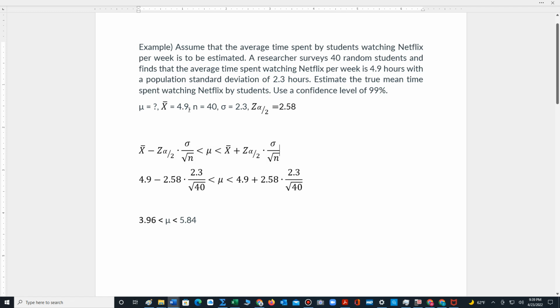So the next step is to insert all of these values into the formula and then use the order of operations to compute the two endpoints. X bar is 4.9, so we write 4.9 on opposite sides. The z value is 2.58, sigma is 2.3, and n is 40. I'll use my scientific calculator to compute the two endpoints.